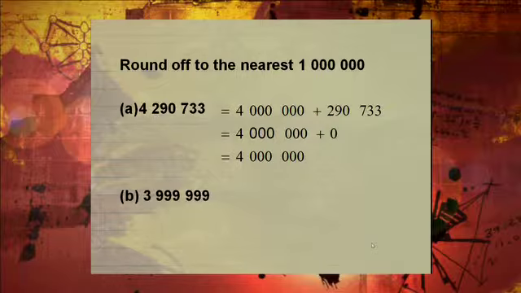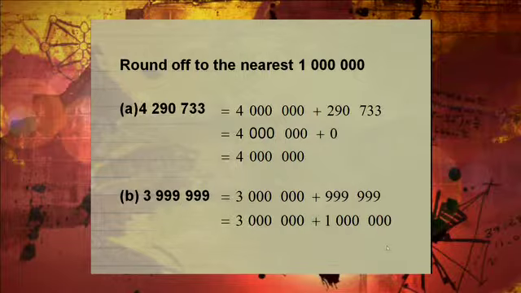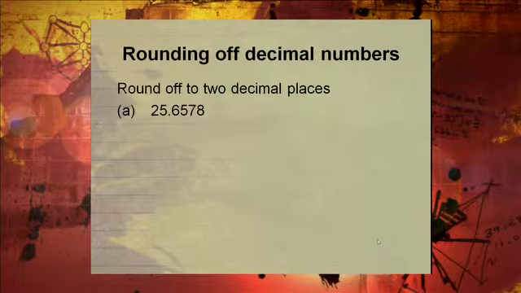Okay? Let's look at the next example. This one will be 9999999. So many 9s, but this 9, the fact is greater than 5. And then where do you go? You go to the nearest million, which will be 10 million.